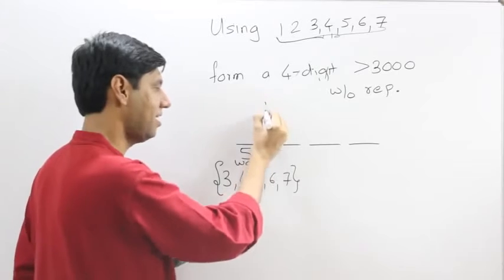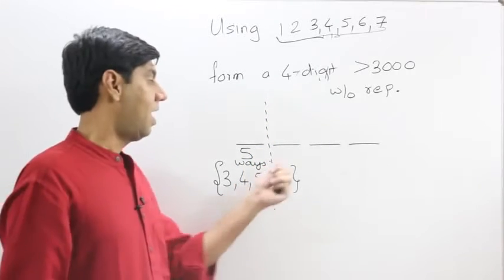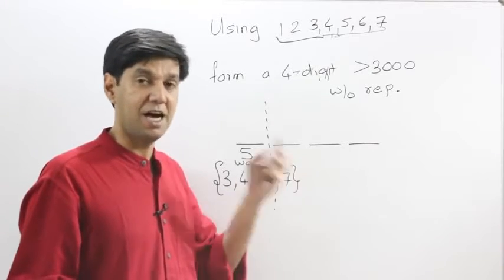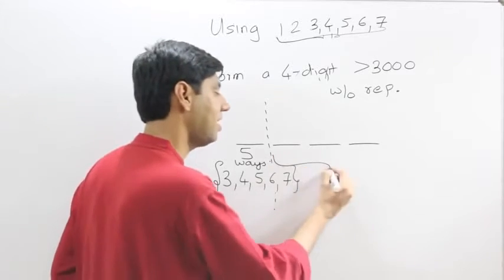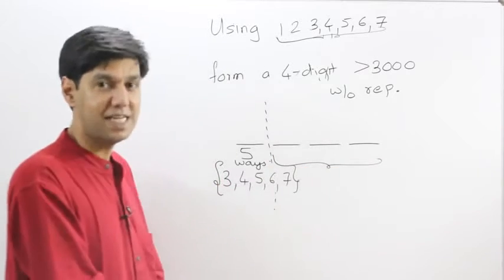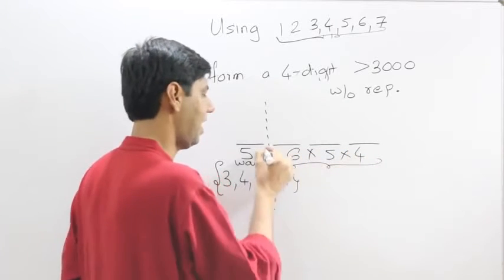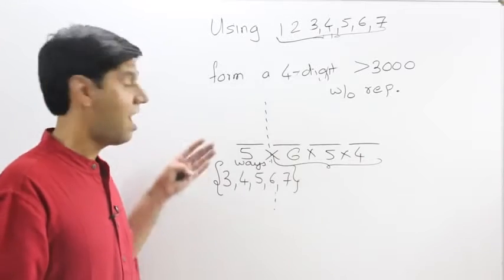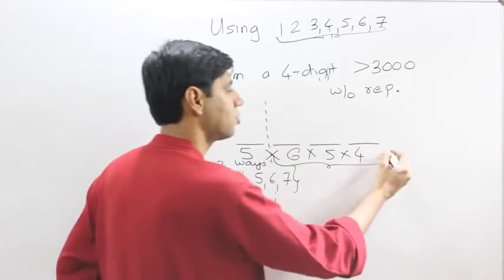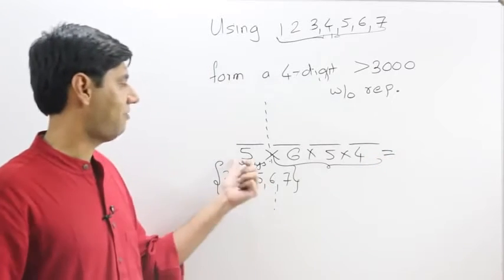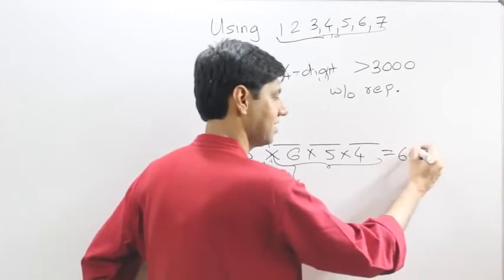And having filled the leading position, take a pause, reassess the situation. Beginners make an error here. Therefore, I am always saying fill in a position, reassess. I am left with 3 positions and there are 6 digits with me. So this could be filled in 6 into 5 into 4. To complete the answer, you would multiply it with the previous. For each of these ways, there are further these many ways. So the answer here, if I do the multiply, 5 into 120, so this is going to be 600.